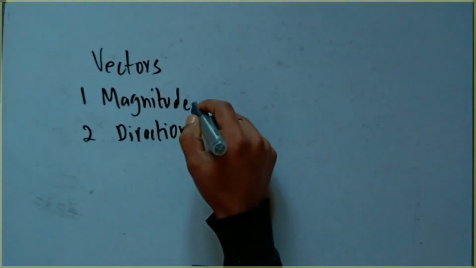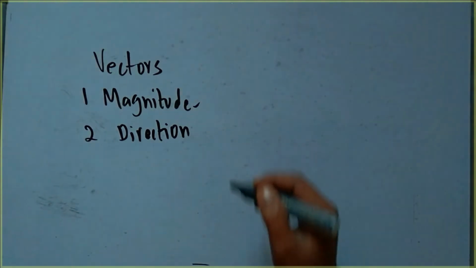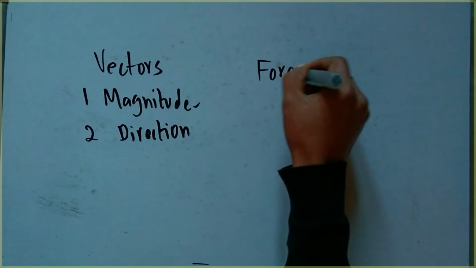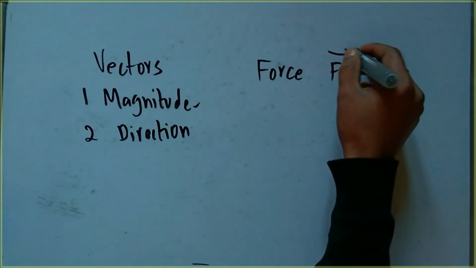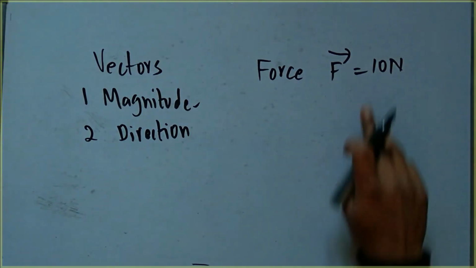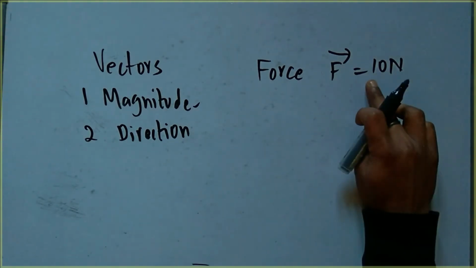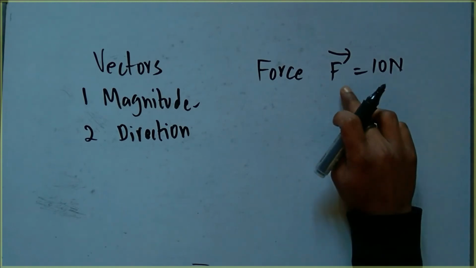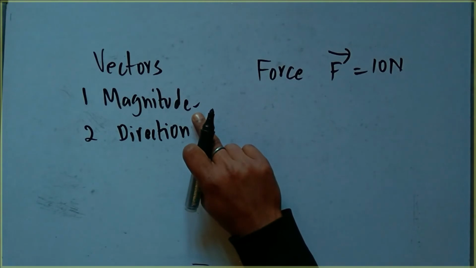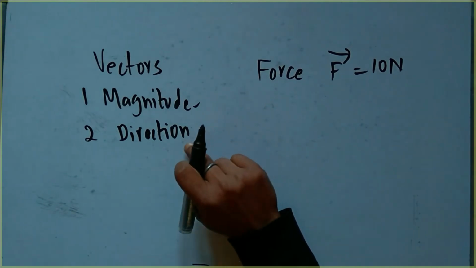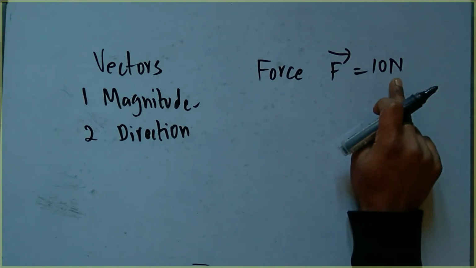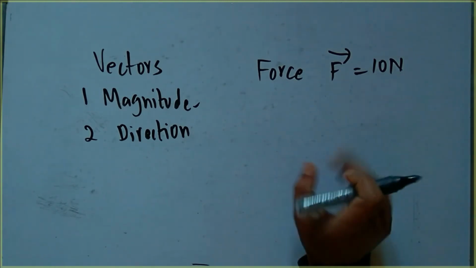First of all, we'll deal with magnitude. Let us take an example of a vector of force F, 10 Newton. Now we know 10 Newton is the magnitude of the force, whereas we don't know the direction yet. We are interested in magnitude itself, not in the direction right now. So the magnitude is the length of the vector itself.